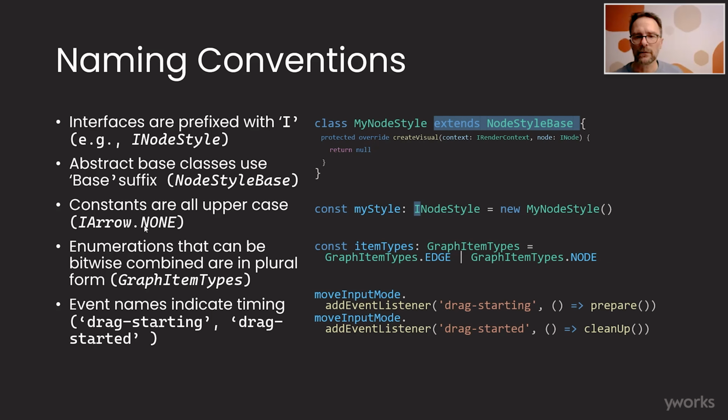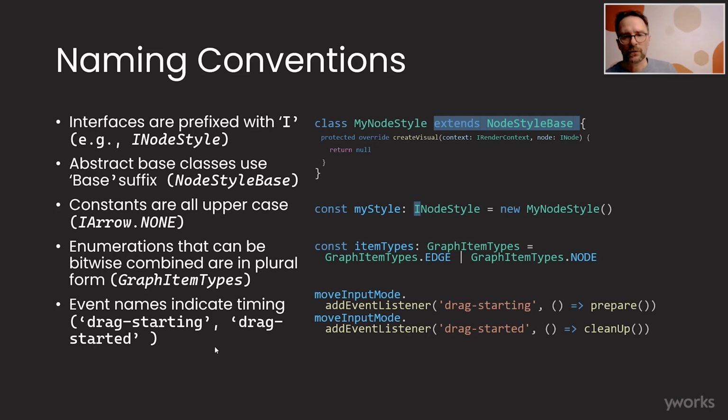Constants are all uppercase, like in IArrow.NONE. And we've seen that there are enumerations in namespaces, and the names of the namespaces indicate whether these enumerations can possibly be combined as bitwise combinations. If so, they will be in plural form, like in this example. So if there's an enumeration called GraphItemTypes, and the values, EDGE and NODE, can be combined using the bitwise combination. So these are basically numbers. And you see that you can do this because the container type is in plural form.